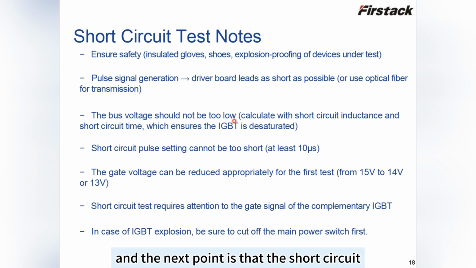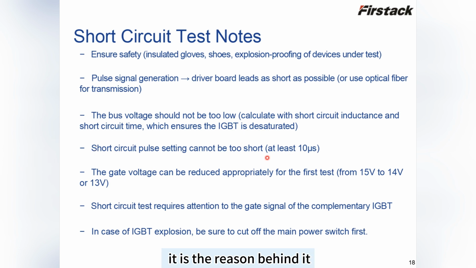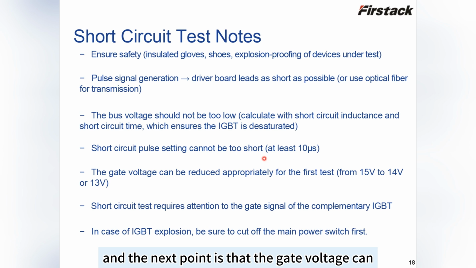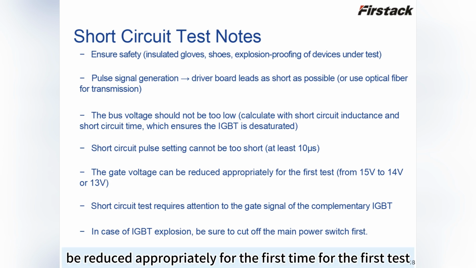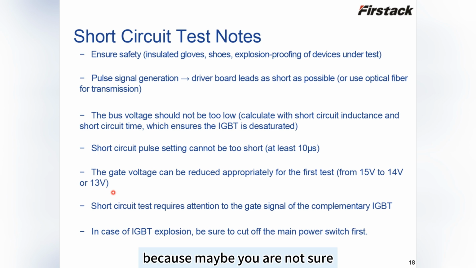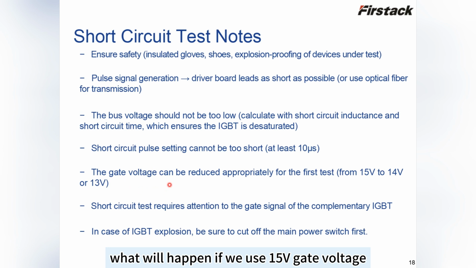The next point is that the short circuit pulse setting cannot be too short. We need to let our module desaturate. That is the reason behind it. And the next point is that the gate voltage can be reduced appropriately for the first test, because maybe you are not sure what will happen if we use 15 volt gate voltage.